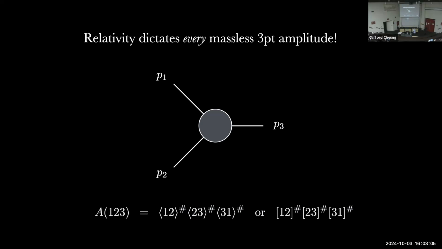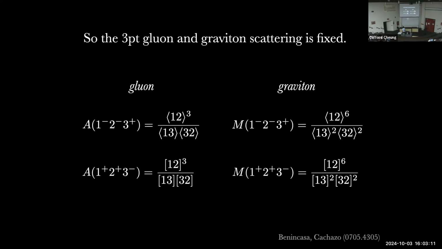The point is it's really simple, and there's no other function it can be other than this. Okay, that's fixed by Lorentz invariance. Now, if we apply that idea to a particle with spin 1, like the gluon, or a particle with spin 2, like the graviton, it turns out that we just get a unique three-point amplitude.